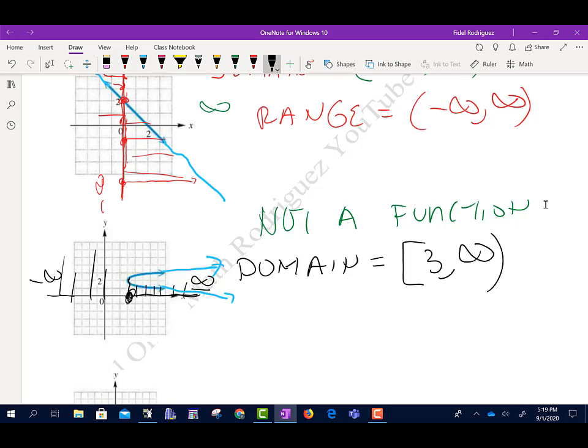Okay. Now, let's take a look at our range. So I'm going to clean up some of this mess here, right? And let me go back and do a little bit of this and a little bit of that. Remember we said the range is the y values, right? So I'm thinking about this line right here. Again, this is my negative infinity, and that's my positive infinity, right?